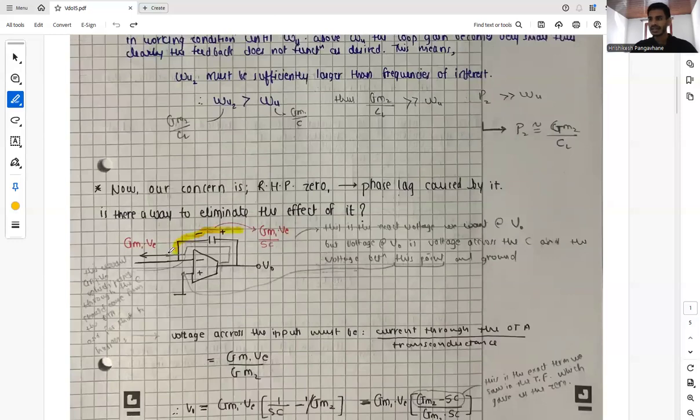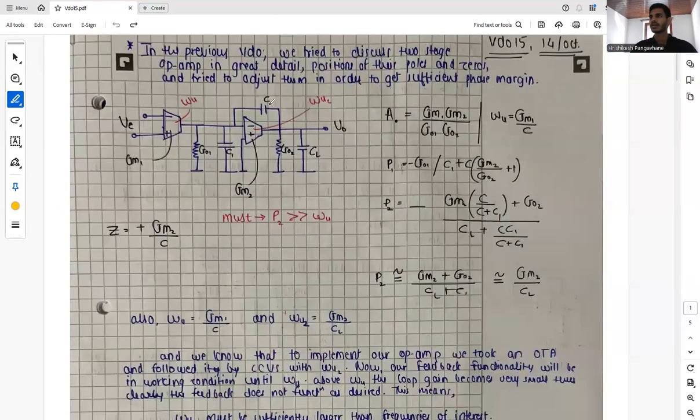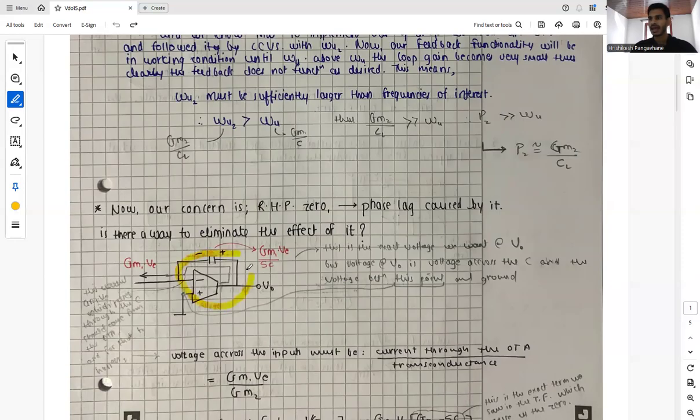So let's consider the second stage of our original op-amp, which is only this stage. It looks like this, and according to our polarity, current gm1 times v is drawn from this transconductor, and hence we have a voltage across the capacitor. Along with that, we have a voltage at this part, and the voltage across the capacitor is gm1 times ve, the current, divided by its conductance, which is 1 by sC. So gm1 times v is the current which passes through capacitor C, and it should come from the transconductor, and for that to happen, we should have a voltage across the inputs.